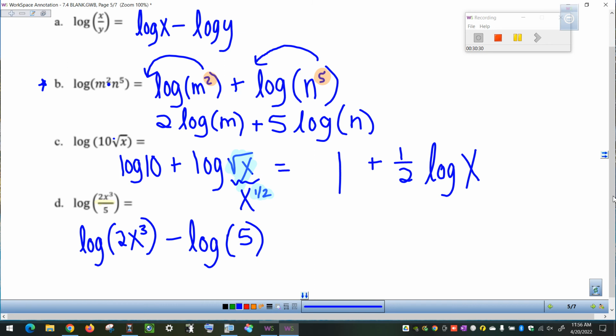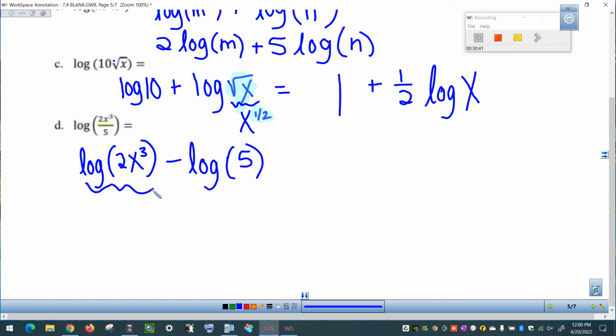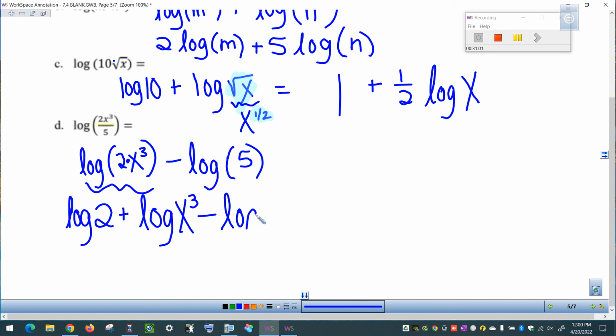Then we can take this a step further. There's more that we can split on the numerator part, this part in front, because there are two different things here on the inside that are being multiplied. So we know that multiplication gets split up using addition. So it's going to be log of 2 plus log of x to the third. We still have minus log 5 at the end.